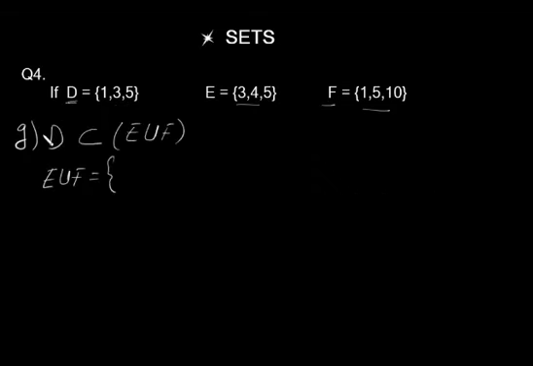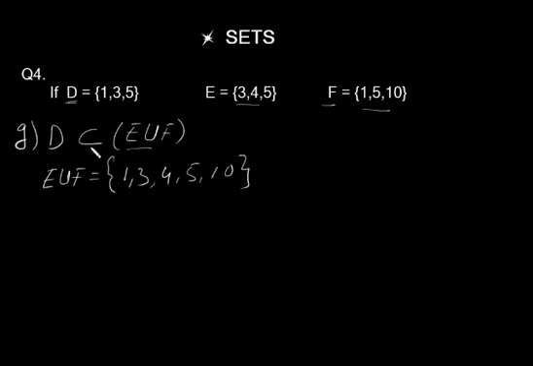In part G, it says we have to tell whether it is true or false: D is a proper subset of E union F. As we know, we have to solve this bracket first. So let's find out E union F. E is 3, 4, 5, F is 1, 5, 10. Union means you have to combine the elements of E and F without repeating. So it will be 1, 3, 4, 5 and 10. Now this is E union F.